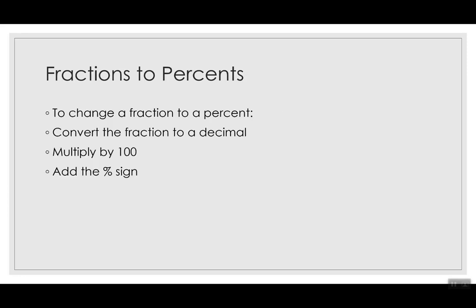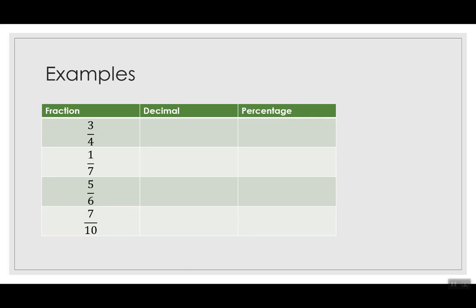Now we're going to change fractions to percents. To change a fraction to a percent, convert the fraction to a decimal, multiply by 100, and add the percent sign. Let's start with 3/4. 3/4 as a decimal is 0.75. Then to make it a percent, I multiply it by 100, which is moving the decimal two places to the right. It gives me 75%.